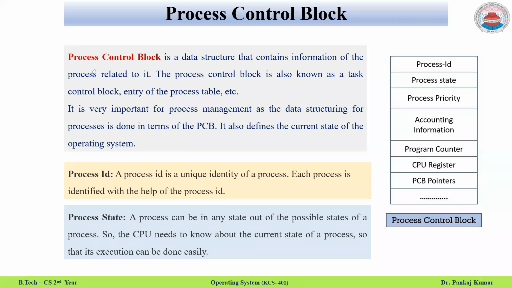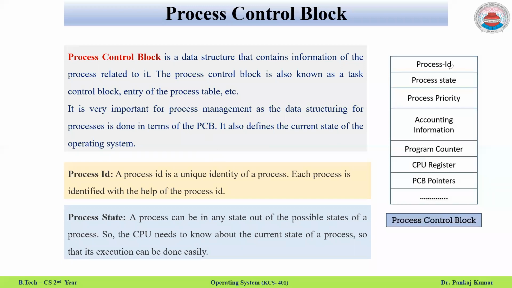In a layman's manner, you can say that process control block is a storage area which stores each and every bit of information related to a process. It is very important for process management, as the data structuring for a process is done in terms of PCB. It also defines the current status of the operating system. Clear?